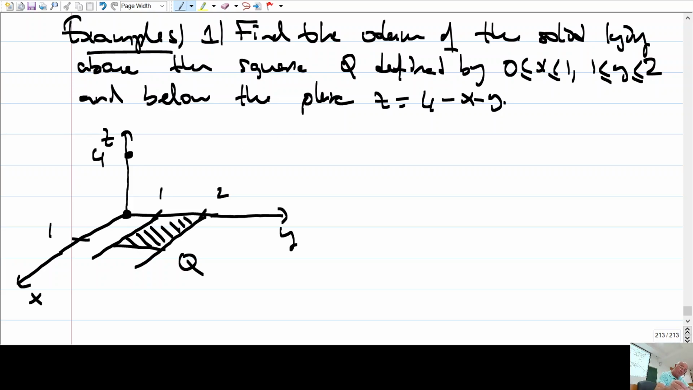So this point is 4, right? When x and y are 0, z is 4. When x is 0 and y is 4, z is 0. So it passes through this point, and again it passes through this point. So this is the plane containing these 3 points. So it's a plane like this.